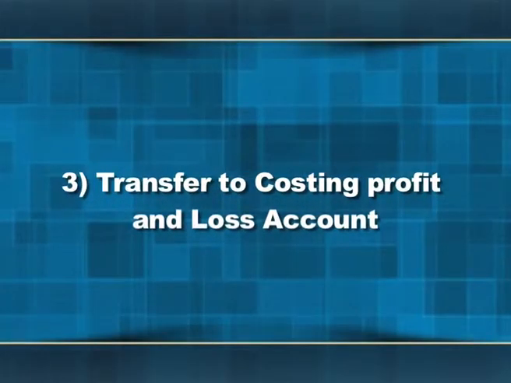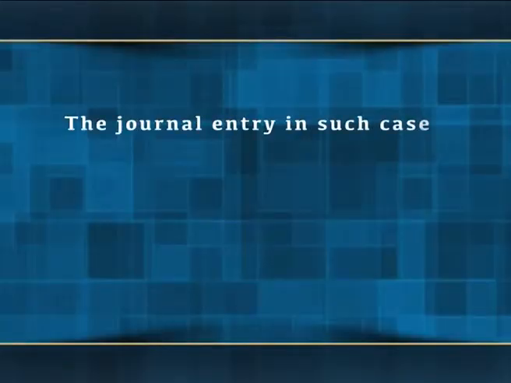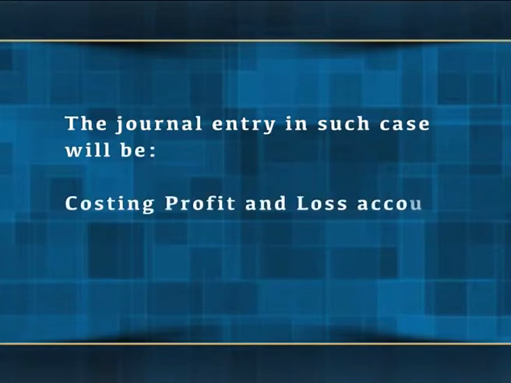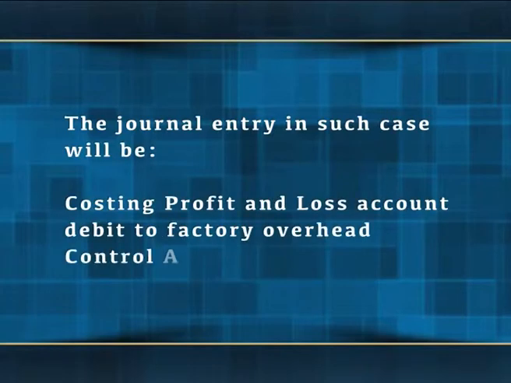Number 3, transfer to costing profit and loss account. Under this method, at the end of the accounting period, the amount of under-absorbed or over-absorbed overheads is transferred to costing profit and loss account. This happens when the amount of overheads is not very large or significant. Secondly, the under-absorption or over-absorption has been caused due to some abnormal circumstances. The journal entry in such case will be costing profit and loss account debit to factory overhead control account.